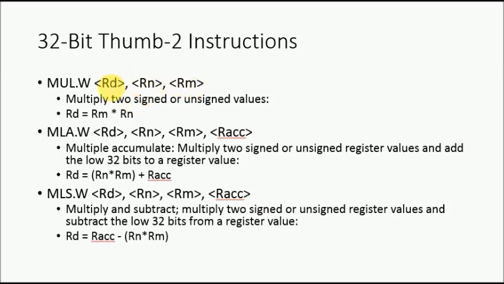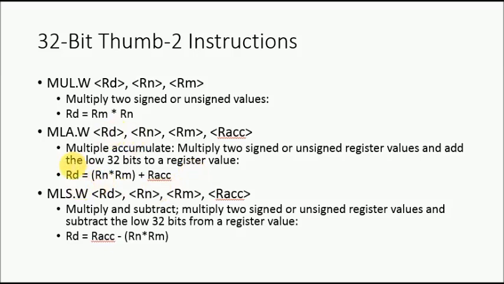Now you can compare. MLA, multiply and accumulate. So multiply two signed or unsigned register values and add the result to the low 32 bits of the accumulate register value. Content of Rn is multiplied with the content of Rm plus added with the accumulate register. You can specify any register here for accumulate. So we require a minimum of 4 registers to execute this multiply accumulate instruction. So there will be the multiplication between the content of these two registers and adding with this value. The result will be stored into the Rd register.